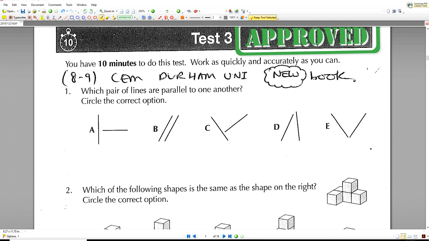Okay, folks, welcome back. We're looking at test 3. Now, this is the 8 to 9 age group CEM Durham University style book. We're looking at mathematics, numerical reasoning.